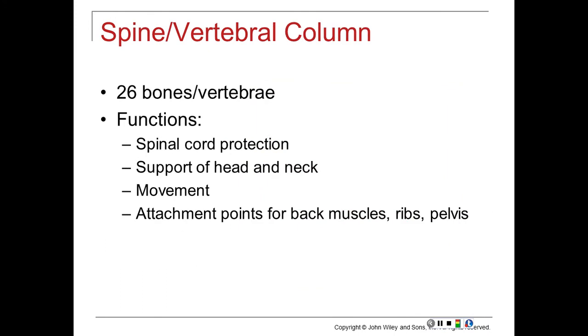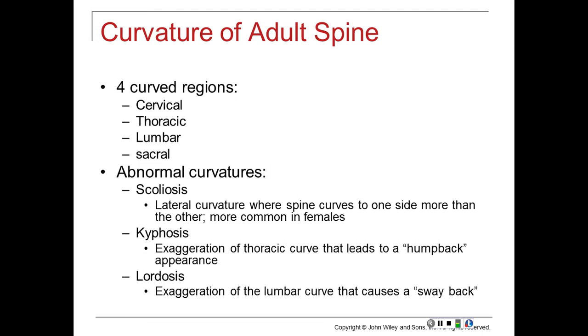Let's talk about the spine and vertebral column. There are 26 bones, or 26 vertebrae. Their functions include protecting the spinal cord, supporting the head and neck, allowing for movement, and also allowing for attachment points for our back muscles, our ribs, and our pelvis. There are 4 curved regions to an adult spine: the cervical curve, the thoracic curve, the lumbar curve, and the sacral curve. One of them goes out, one of them goes in, the next one goes out, the next one goes in.